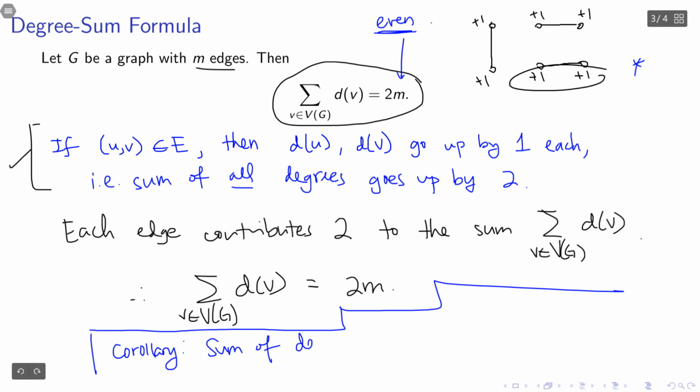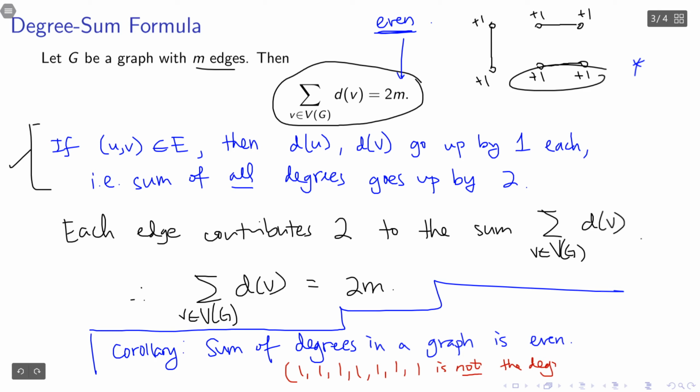That the sum of degrees in a graph is even. So in other words, 1, 1, 1, 1, 1, 1, 1, right? So 7 ones is not the degree sequence of any graph. Simply because if I add all those degrees, I get a 7.